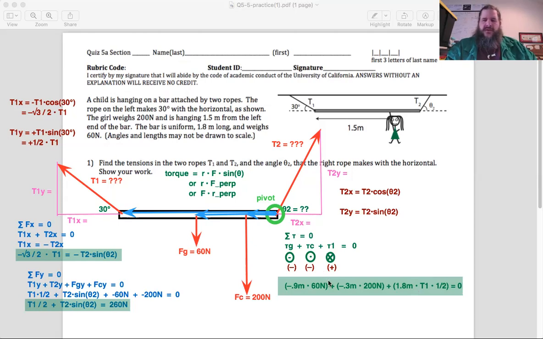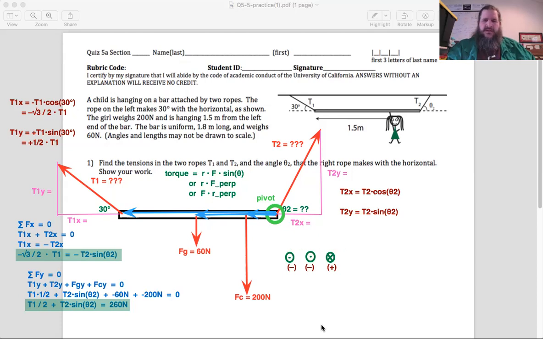So let's try this out. How would you isolate T1 here? Or maybe we should simplify a little bit first. You got 0.9 times 60, that's going to be 54. So negative 54 Newton meters. And then 0.3 times 200 would be 60, so negative 60 Newton meters.